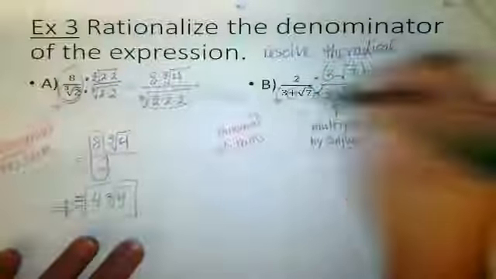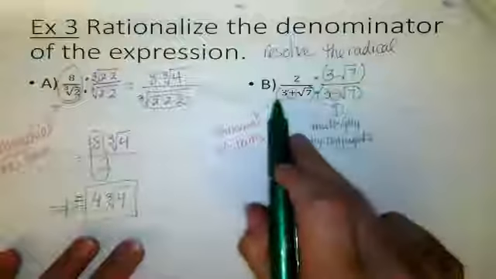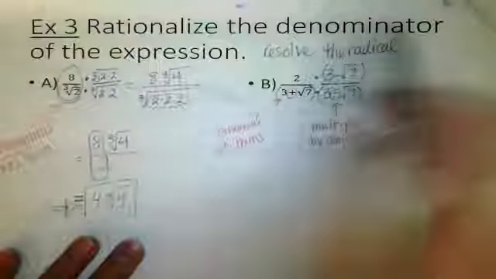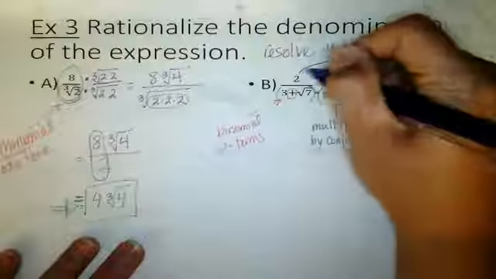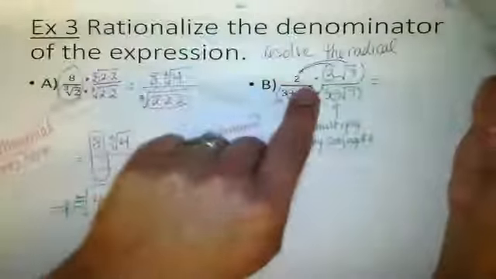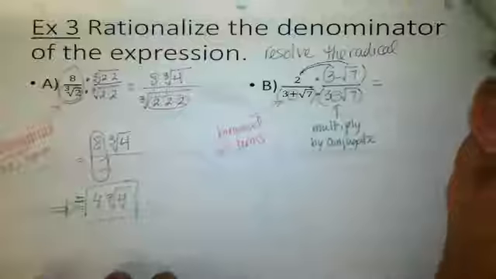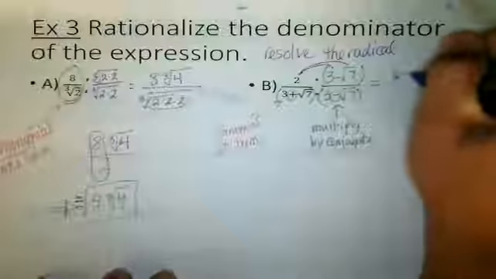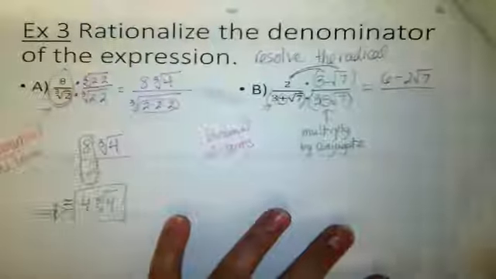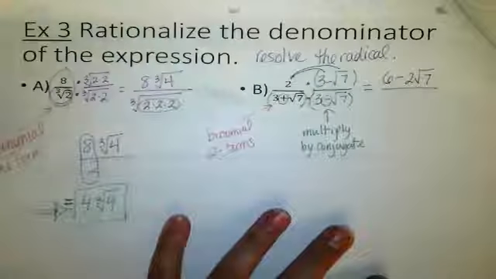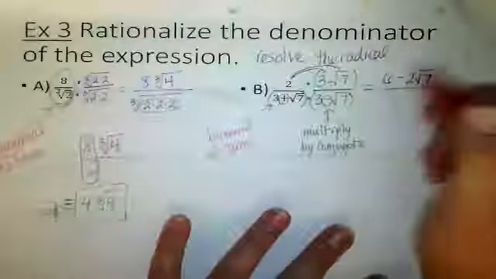Now, when we multiply by 3 minus radical 7, how are we going to do that in the numerator? Distribute? Yes. Distribute is easy. So we're going to distribute the 2. What do you get when you distribute the 2? 6 minus 2 radical 7. Very good. Now, in the denominator, it's a little more complicated. What do we have to do in the denominator?